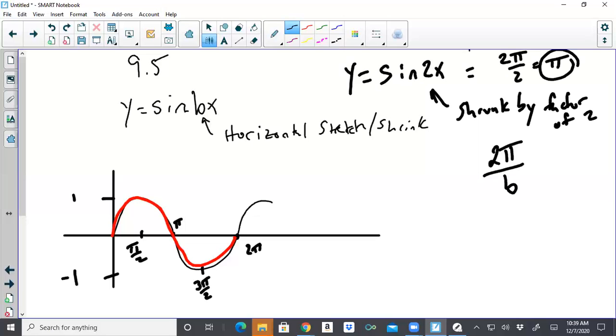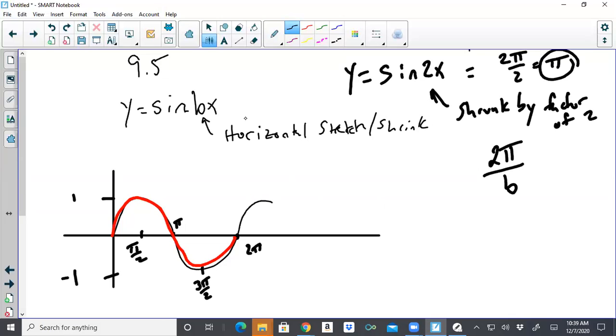So if you remember back to what we talked about last year and this year, that number in here does the opposite of what the number in the front would do. If a 2 is in the front, it would stretch it by a factor of 2. If this number in here is bigger than 1, it's going to shrink it by a factor of that. So this will shrink it by a factor of 2.